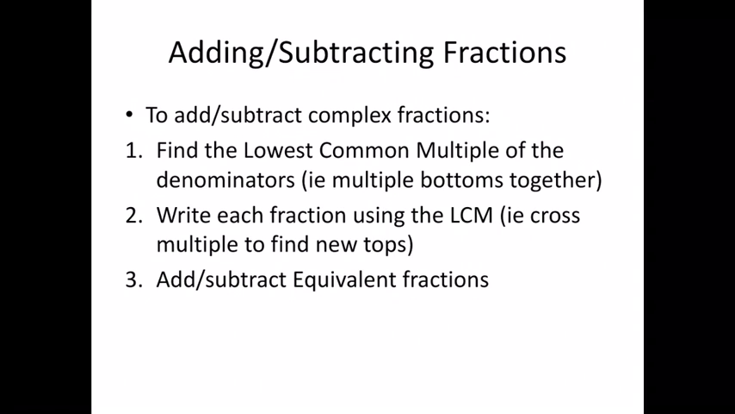To add and subtract these complex fractions, we should find the lowest common multiple of the denominators, write each fraction using the lowest common multiple, and then add and subtract our equivalent fractions. This is the same as multiplying your bottoms together and then cross multiplying to find your new tops. So we're using our arrows just as we have before. Multiply the bottoms together and cross multiply to find your new tops when adding and subtracting algebraic fractions.